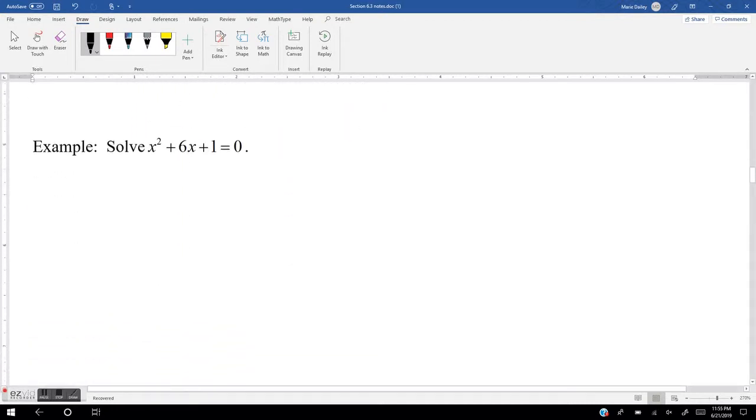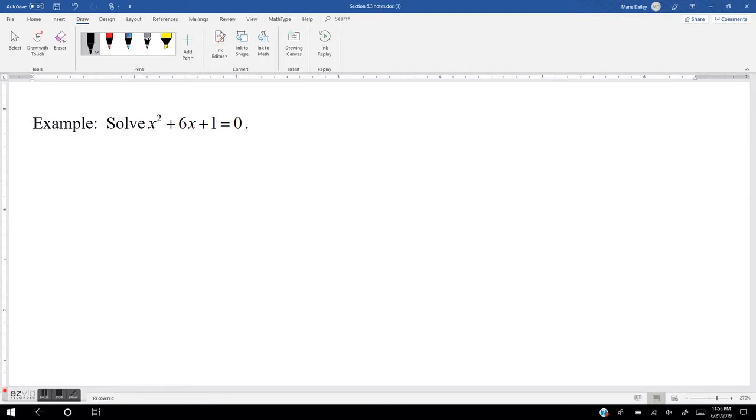In this one, I want to solve x squared plus 6x plus 1 equals 0. Again, the first thing we check is that it's not factorable. And in that first step, we notice that a is in fact a positive 1, so there is no need to divide. Moving on to step 2, we subtract 1 from both sides. This gives me x squared plus 6x equals a negative 1.